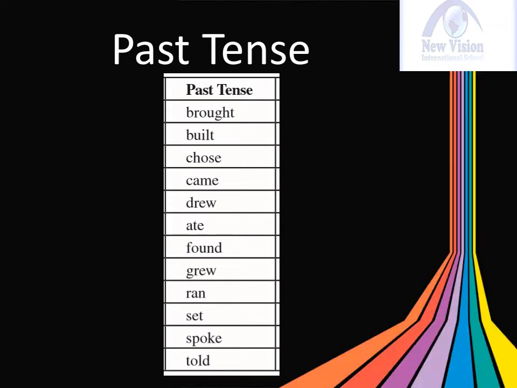Past tense. An irregular verb is one that does not form its simple past tense by adding ed or d to the base form. Irregular verbs contrast with regular verbs, which form the simple past tense by adding ed or d.